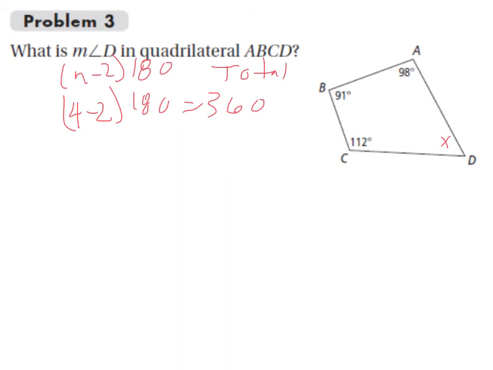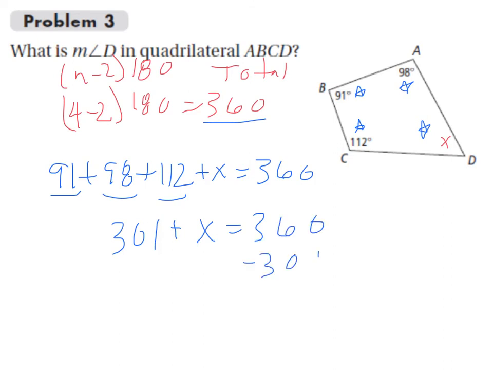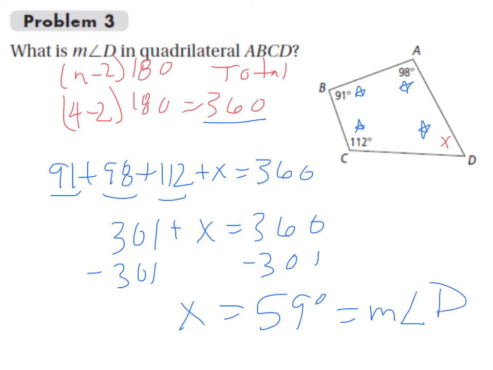Now I can write up an equation. Because I have 4 parts, 1, 2, 3, 4, and my total, I can write 91 plus 98 plus 112 plus x is equal to my total measure, which is 360. If I combine my like terms here, 91, 98, and 112 give me 301 plus x. To get x by itself, I subtract 301 from both sides of my equation, and I get x is equal to 59 degrees, which is also equal to the measure of angle D.